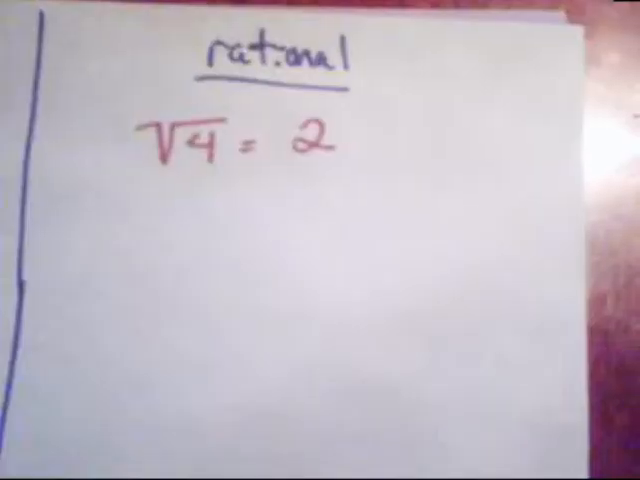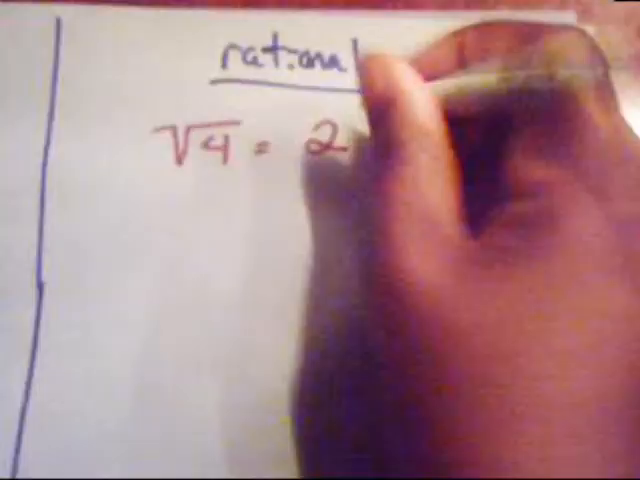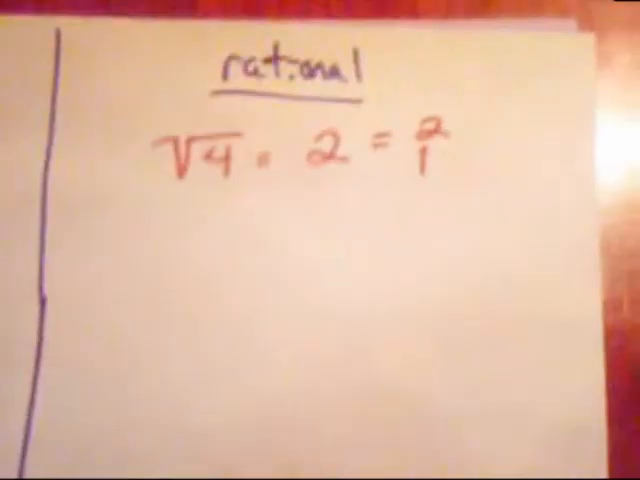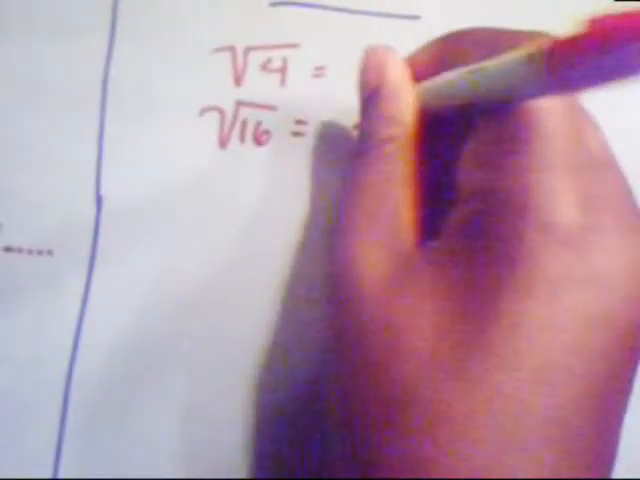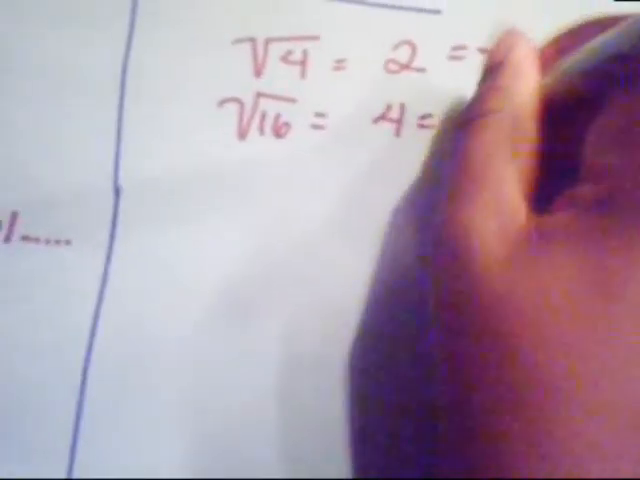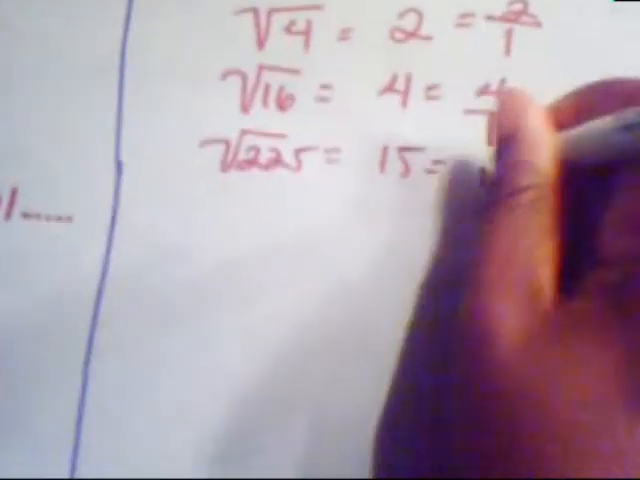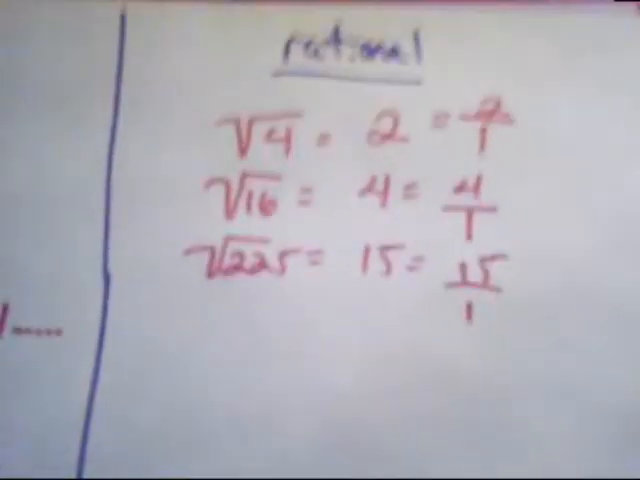Now let's look at some examples of rational numbers. If non-perfect squares are irrational, then that means perfect squares are rational. All your square roots, like the square root of 4, which is 2. And you might say, well, that's not a fraction, but you can take 2 and turn it into a fraction by putting it over 1. Or the square root of 16, which is 4. How do you turn 4 into a fraction? By putting it over 1. Or the square root of 225, which is 15. Same thing, I can turn it into a fraction by putting it over 1. So all perfect squares are rational.